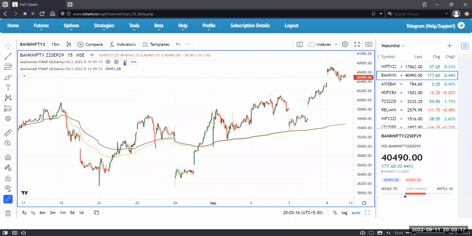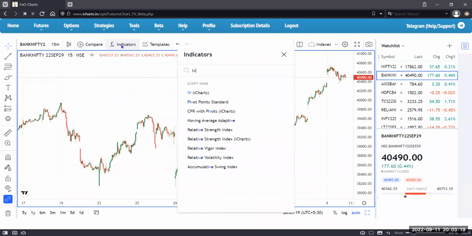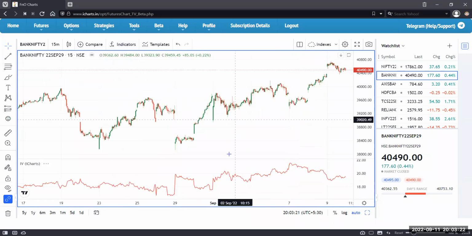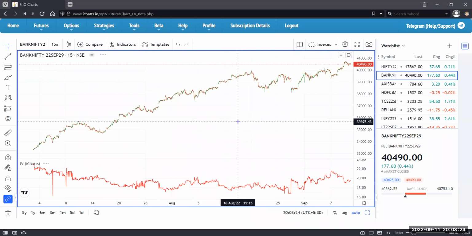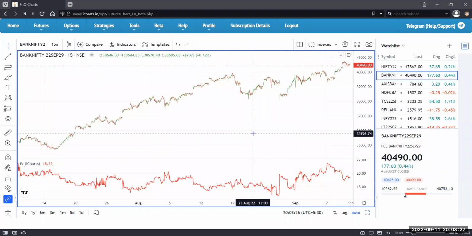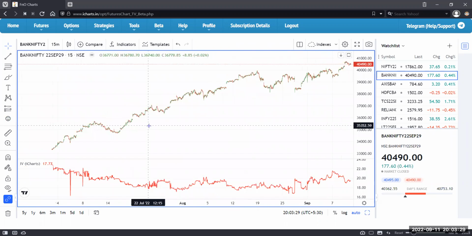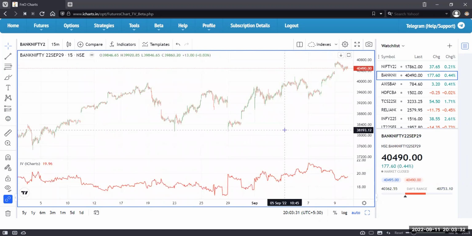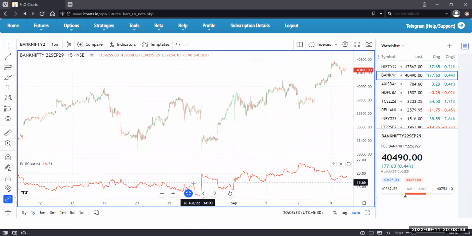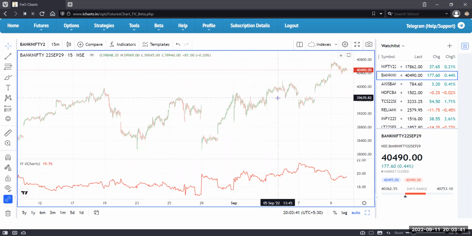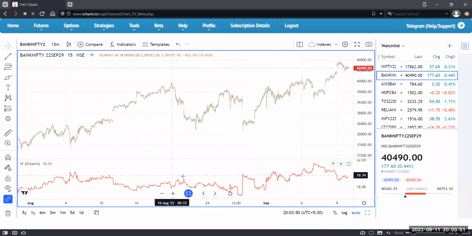Well, let me remove this one. The thing about IV is that whenever volatility is increasing, obviously when IV goes up, the market tends to go down. And when the price goes up, volatility is going to go down. So you can identify extremes.